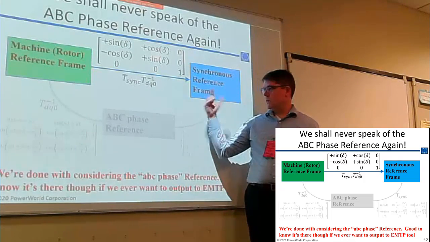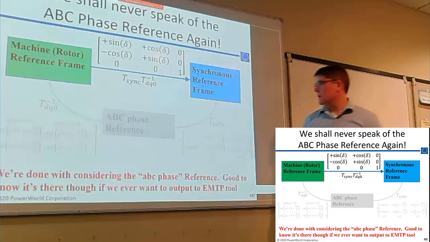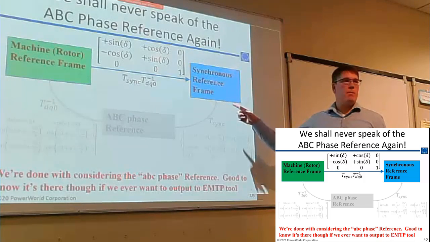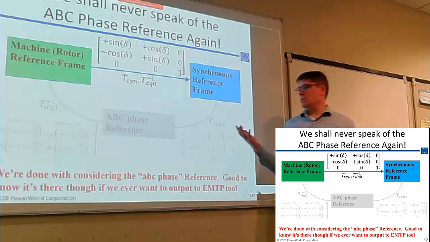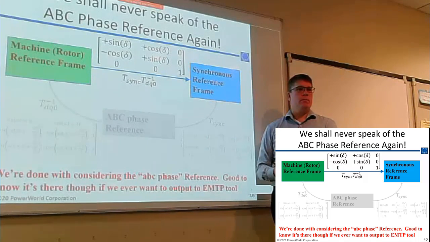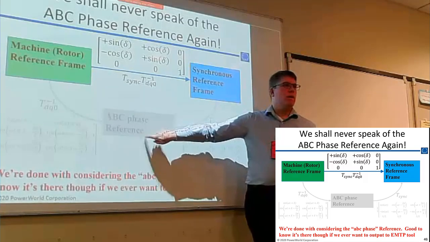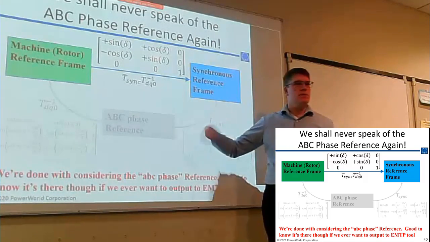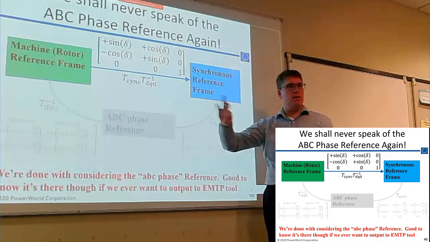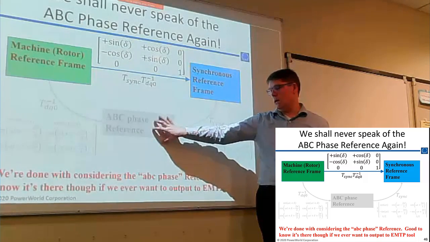If you happen to want to hook a tool like Simulator up to an EMTP tool, the EMTP is working in the ABC reference frame, so you would have to go back and do these kinds of conversions every time step to be updating what the ABC values are. But most of our customers are never going to do that.